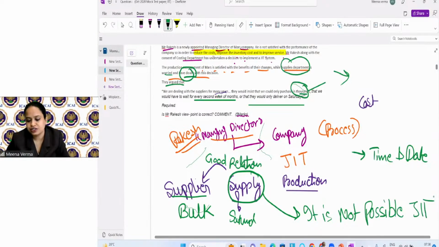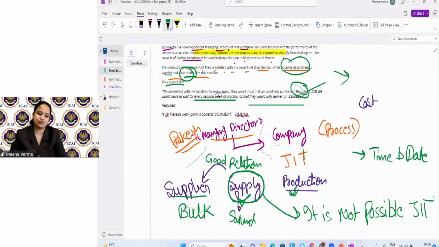Okay. It is not possible to implement just-in-time system. This is what the supplier department is arguing, right? Not possible, while the production department wants to implement just-in-time system. Now, this is the question.